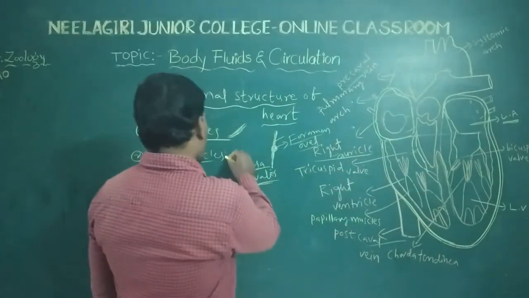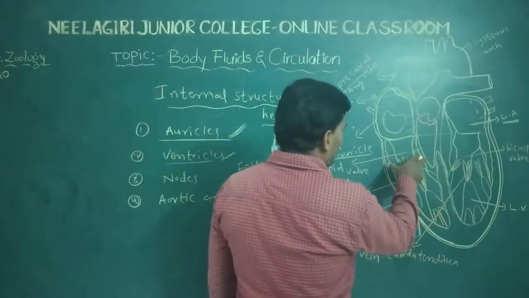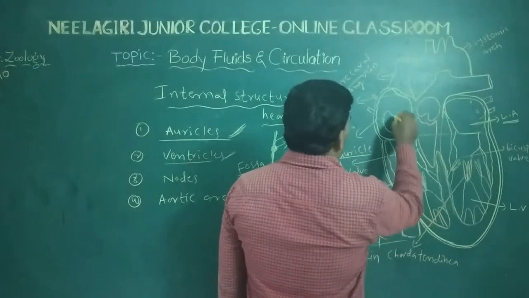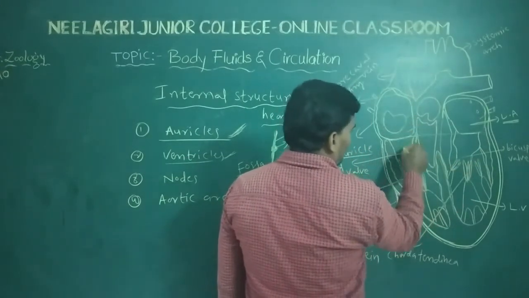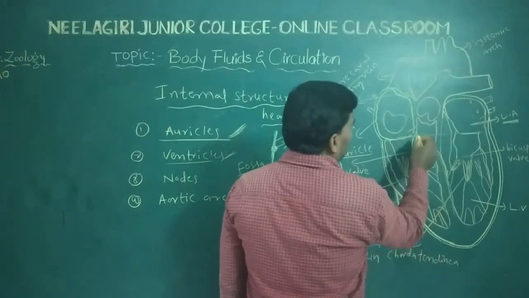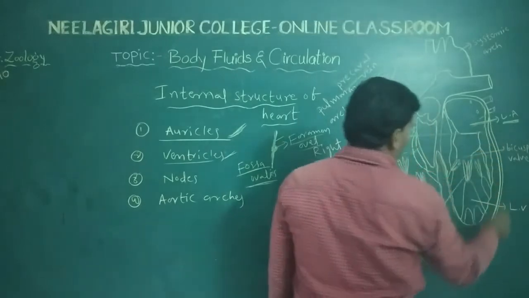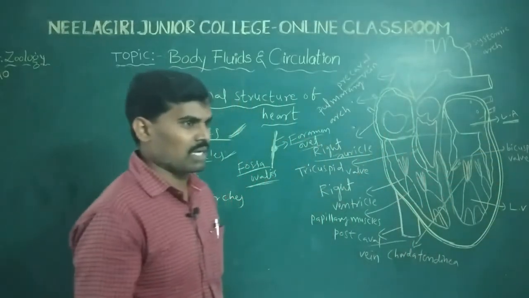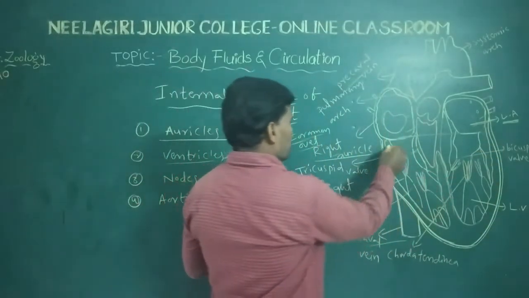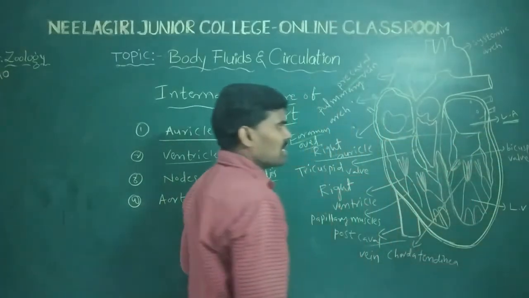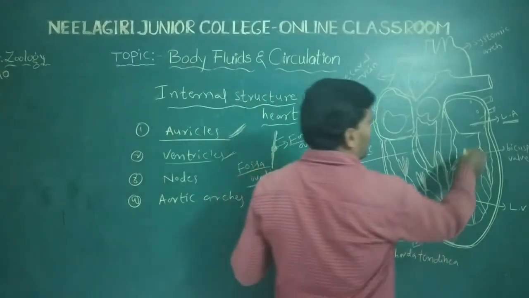Between the right auricle and right ventricle, the opening is guarded by the tricuspid valve. Between the left auricle and left ventricle, the opening is guarded by the bicuspid valve.